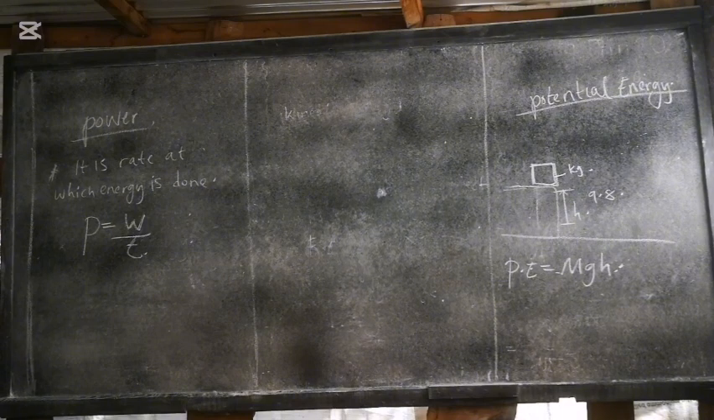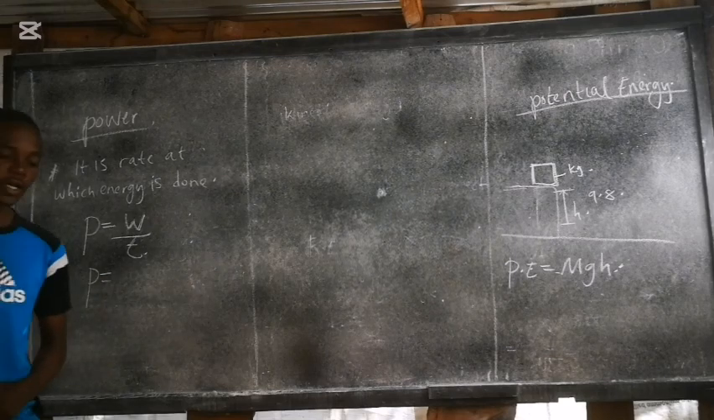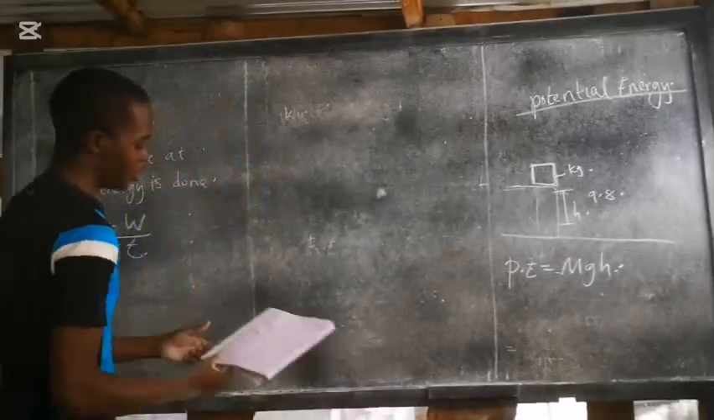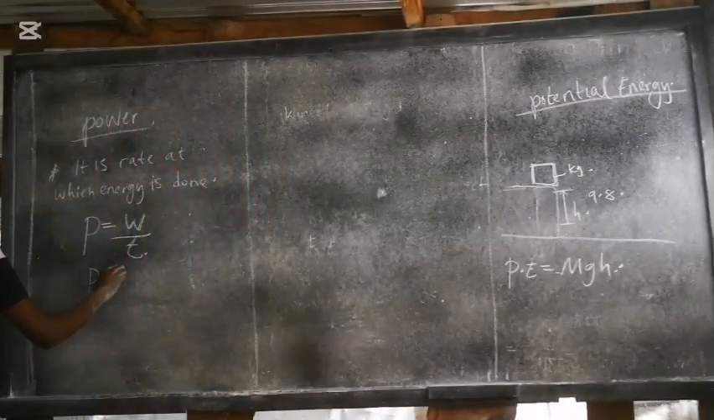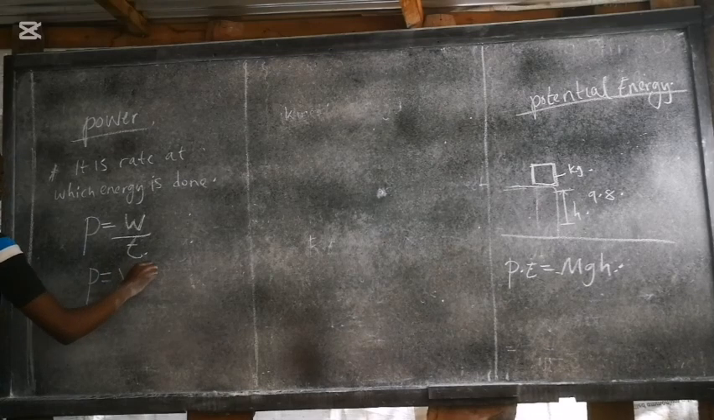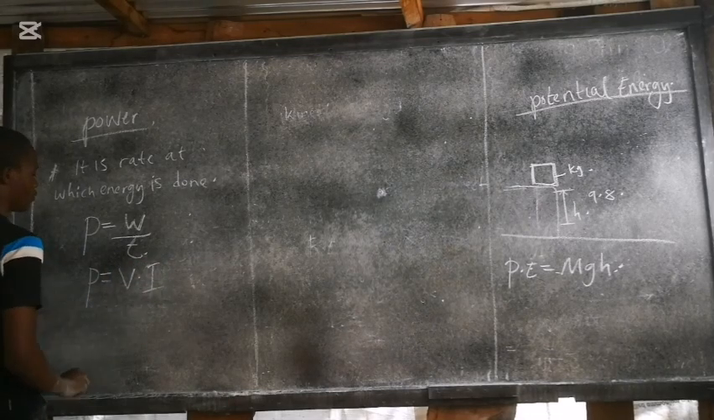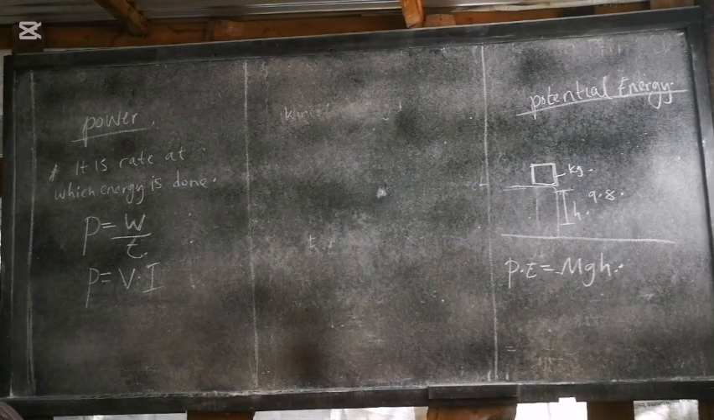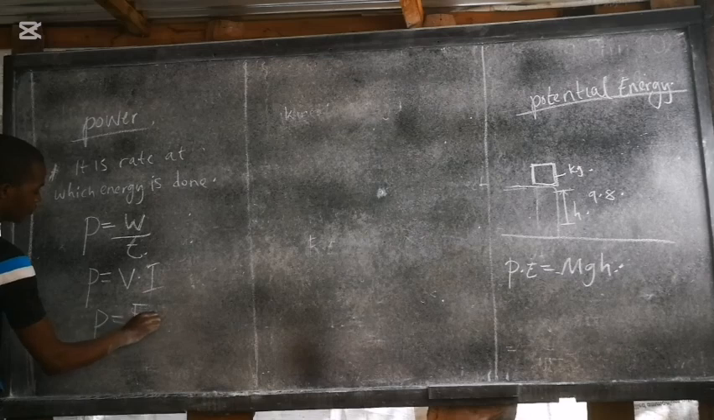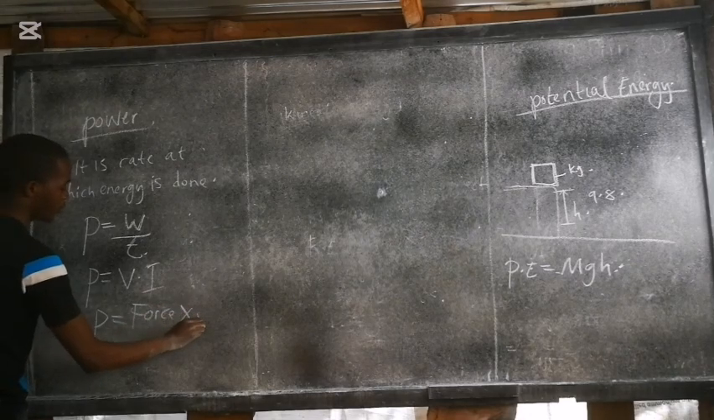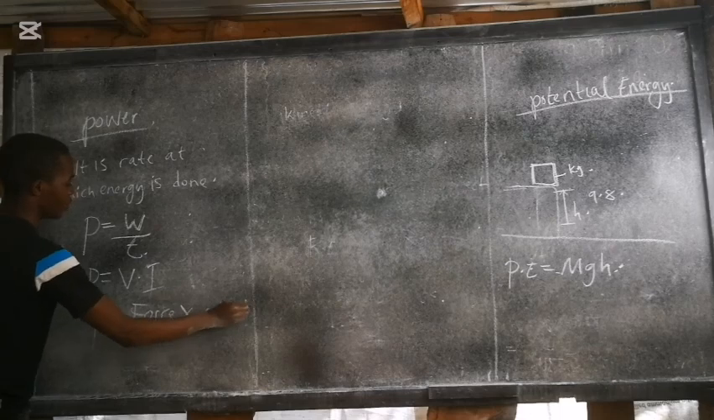Sometimes there are also other formulas for power. Let me show you. Power also is equal to V times I, which is voltage times current. That is when you are dealing with electricity. Power can also be equal to force times velocity. That is the only thing you need to know on power.